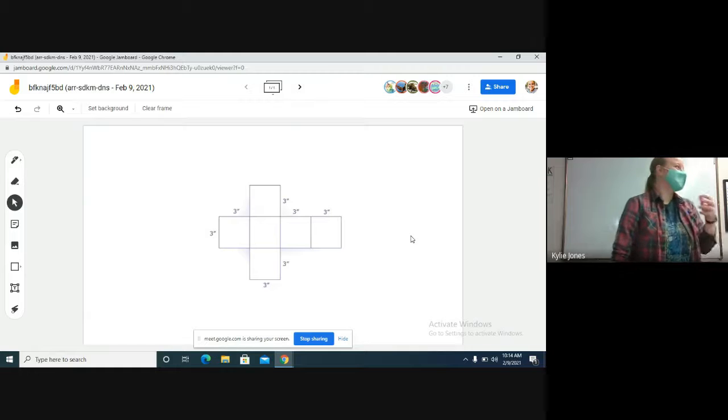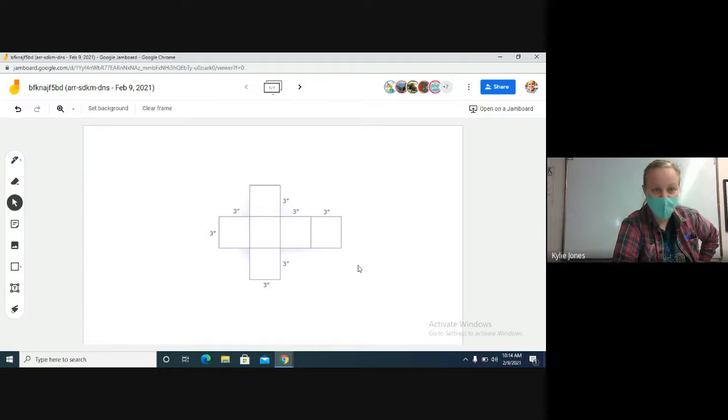Not a fan. So we have this net here. It's kind of hard to see, but can you guys see the 6 shapes and the 3 by 3 by 3, all that stuff? Yes. Okay. So this has 6 squares in it, and if you were to fold it up, what 3D shape would that make? A cube. Good. This is a cube. What we're going to do is find the surface area, which means we're going to figure out how much stuff goes around it.